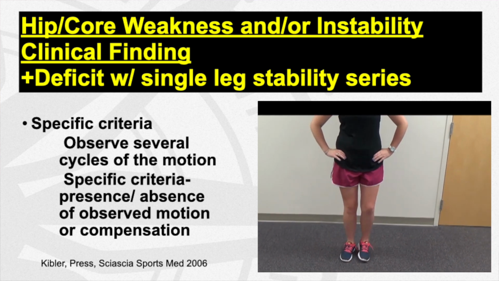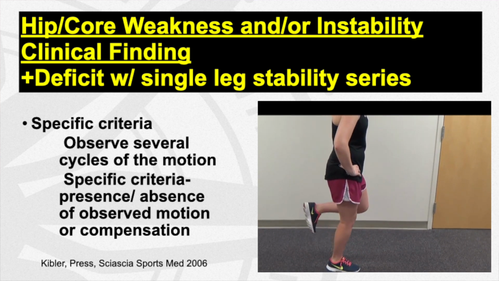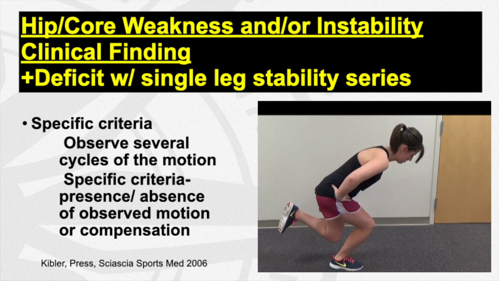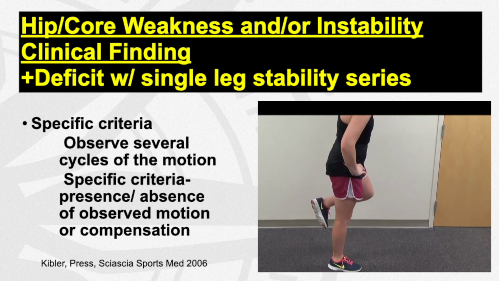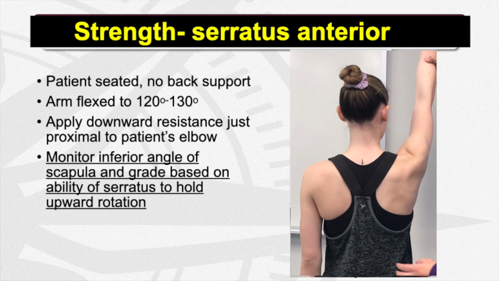Then you have them do a half squat and see if they can, and usually you'll see that they lose control with a half squat. This indicates that hip and core is part of the problem. You look at serratus anterior strength.